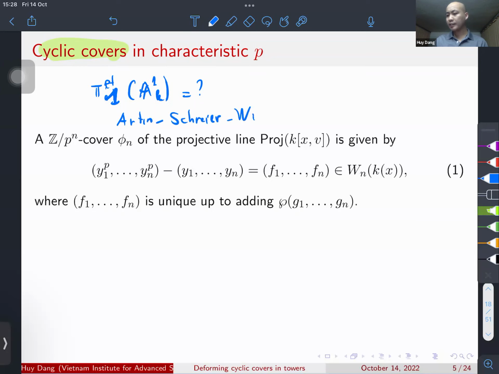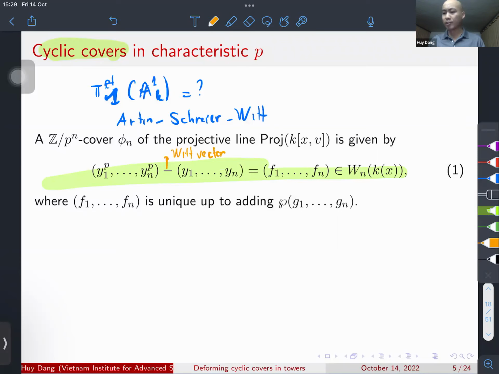That helps you identify cyclic covers in characteristic p. If I start with phi_n to be a Z mod p^n cover of the projective line P^1_K, then any such cover is given by this equation. This equation is called an Artin-Schreier-Witt equation, where all the operations are bit vector operations.